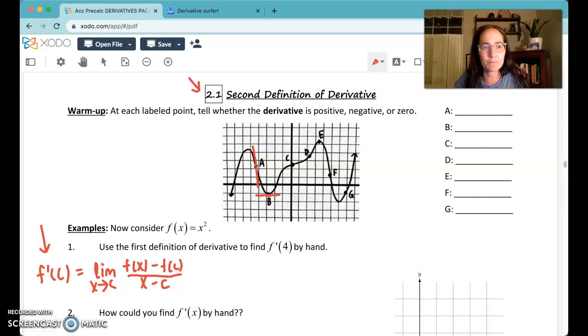Maybe pause now, try this warm-up, and then come on back. I'll pause too. Okay, I'm back. Did you give it a try? Because if not, pause and give these a try. But can you check your answers with mine or see if you're on the same page as I am?